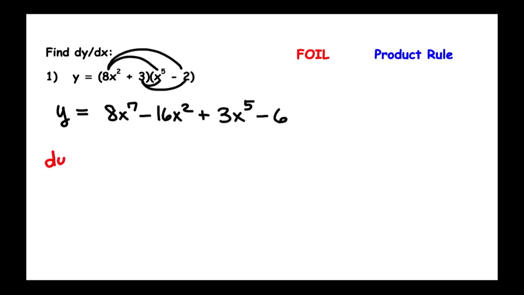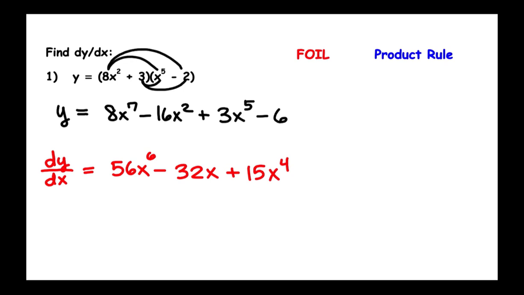Now we'll go ahead and take the derivative, just using the power rule, really. 7 times 8, that's 56. Go down by a power, x to the 6th, minus 2 times 16, that's 32, x to the first, plus 3 times 5, 15, x to the fourth.